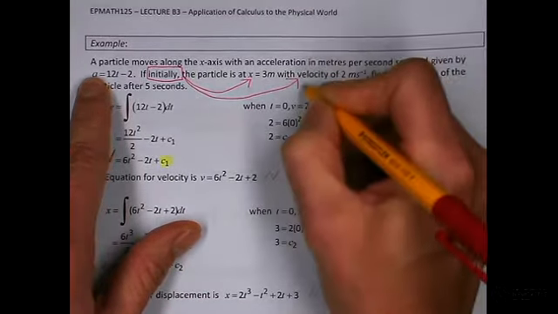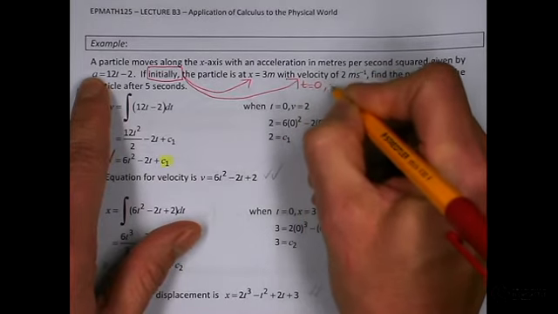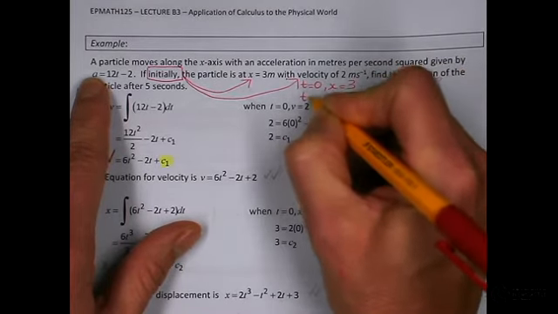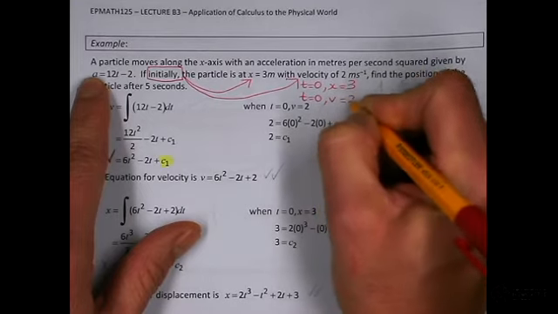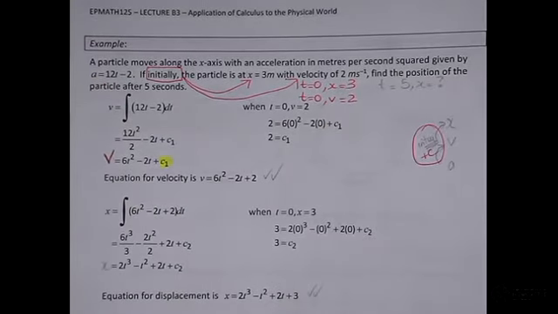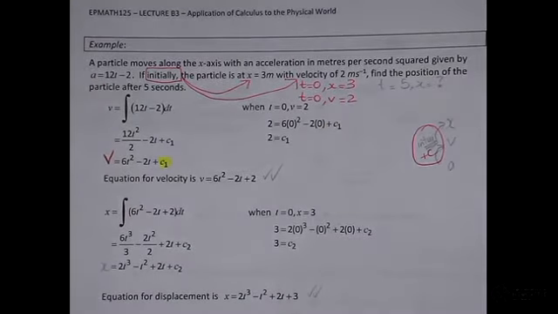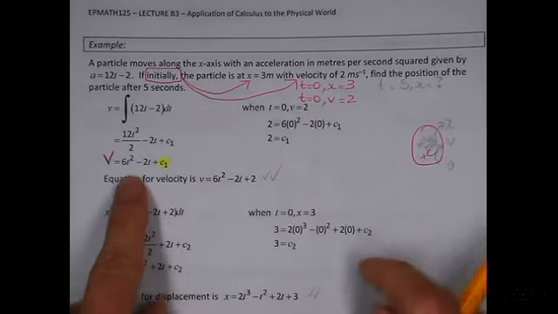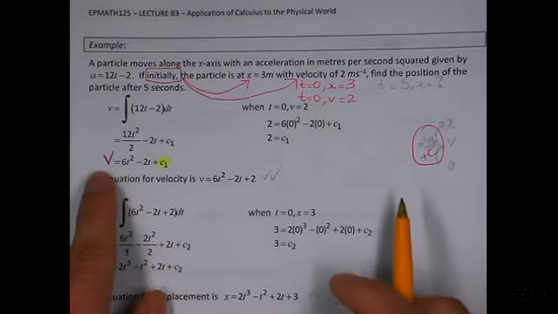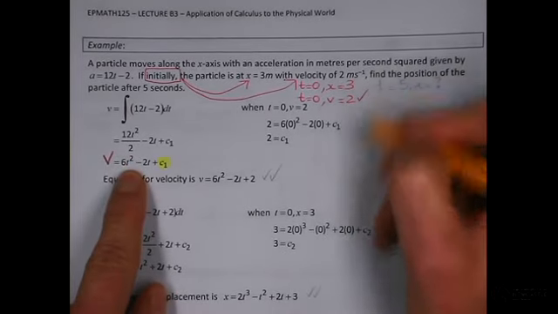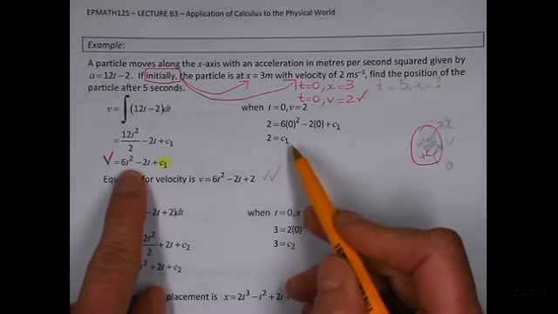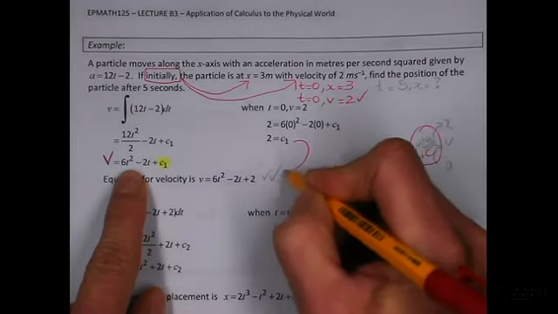So that's telling me that initially, the particle was here. Initially, the velocity was 2. So those words there gave me 2 clues. Initially, it was here. Initially, it was driving at a velocity of 2 metres per second. Now, one of those clues helps me the first time. I need a V and a T, so it's going to be this one that helps me find C1. That C1 has to go back in.